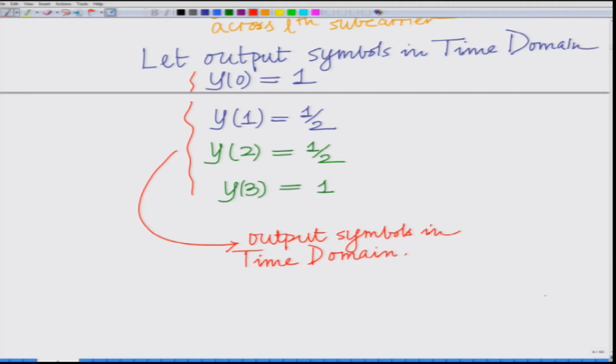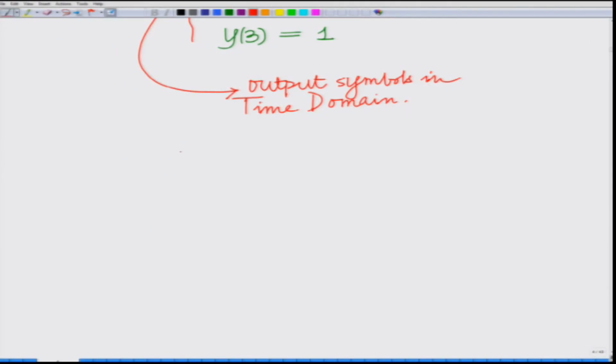These are the output symbols in the time domain. Okay, these are the small y's. All right. Now, to calculate the corresponding outputs in the frequency domain, remember we have to take the FFT of these time domain symbols. So, the capital Y's are given by the FFT of the small y's, which means I have to take the n equal to 4 point FFT.